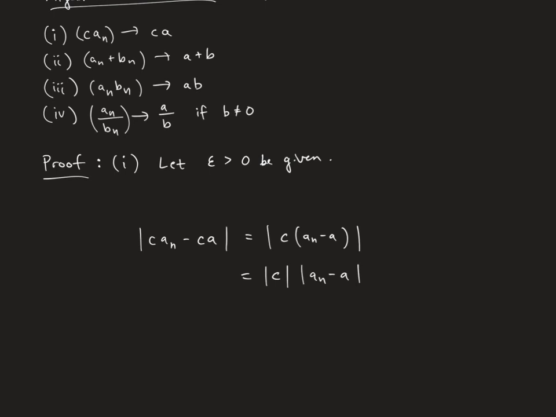And ultimately, I want to make this whole thing less than epsilon. And what I can do is make this thing as small as I want. So given any positive number whatsoever, I can make this smaller than it by just taking n large. In order for this to be less than epsilon, I'm going to be carrying this absolute value of C along.